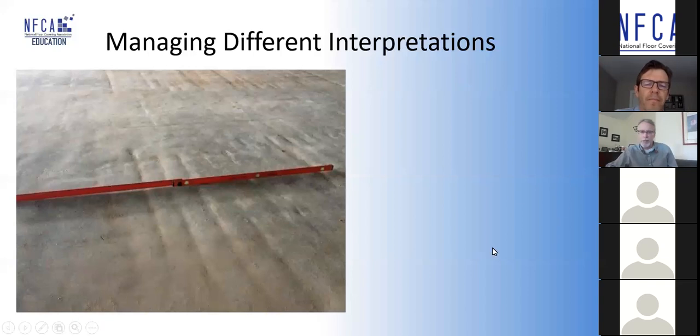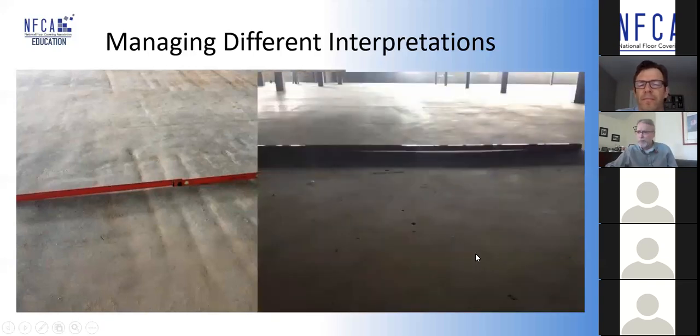We have a second picture. This is actually a very smooth floor, but it's not very flat in the sense that this is a 3 meter straight edge and there's a 10 millimeter gap that requires correction. So in this particular case, this concrete slab actually met the concrete performance requirement, but is still not acceptable for the floor covering installer.